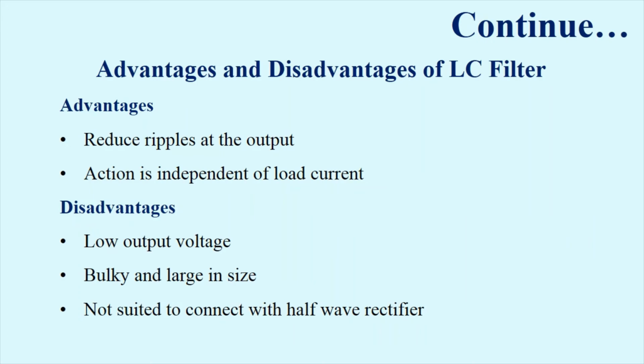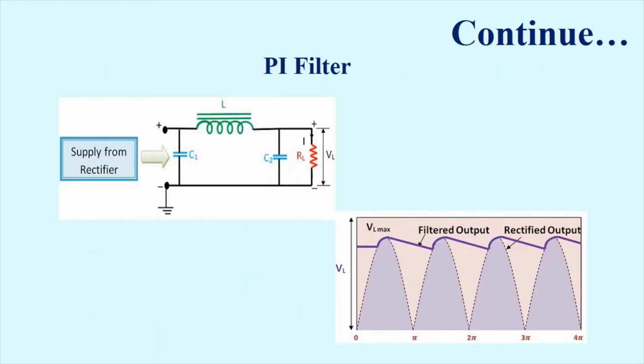Moving towards the advantages and disadvantages of the LC filter. The LC filter has reduced ripples at the output. The action of the LC filter is independent of load current. Now we have the disadvantages of the LC filter. It has less output voltage. These filters are bulky and large in size. They are not suited to connect with a half-wave rectifier. So the fourth filter is the pi filter.